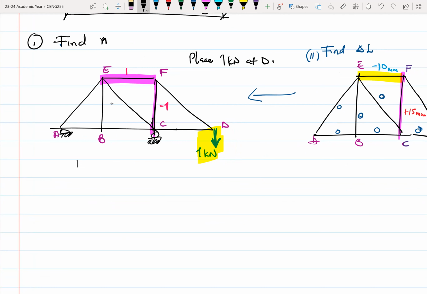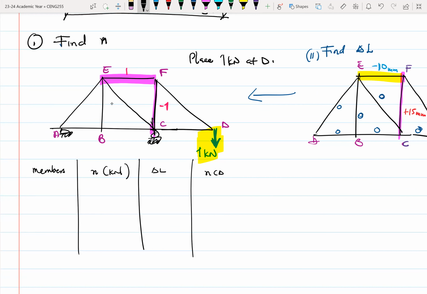So again, if I'm to draw my table, I'll focus on just those points. I look at my members, look at the forces in the virtual system, and then the change in length, and then find the summation of n times the change in length. For member CF and EF, they are the only ones contributing anyway. The rest, for example member AB and member BC, will not really contribute anything to the system. These are just extras on the side.